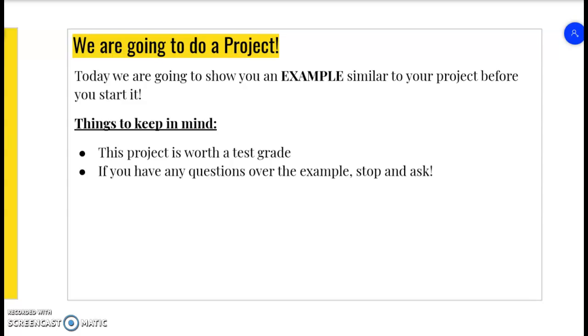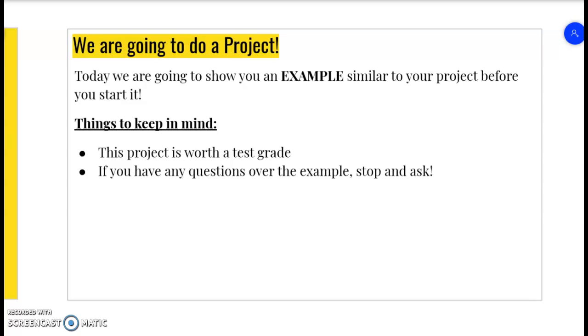This project is worth a test grade, so there will be no makeup project for this project. That is key information. So make sure that you're asking questions throughout this example, and stop and email us if you're rewatching the video, or ask during class the next day, anything like that, to make sure that you understand what's going on for the project.